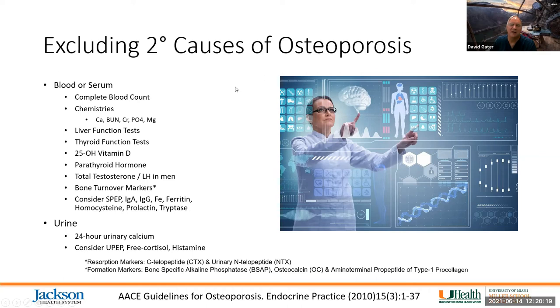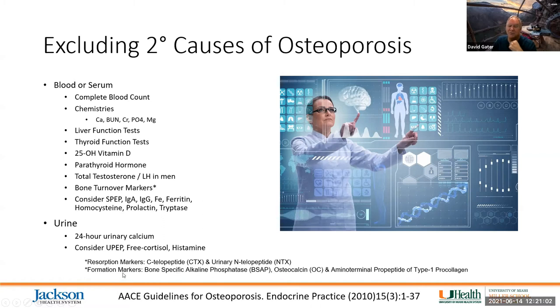things to consider. If you're working up somebody with osteoporosis, you're going to want to look at blood or serum laboratories, including CBC, the chemistries, liver function tests, thyroid function tests, vitamin D levels, parathyroid hormone, and other hormone levels, bone turnover markers. And so the resorption markers that we typically look at are CTX, or C-telopeptide, and urinary N-telopeptide, or NTX. These are bone resorption markers that indicate that you've got increased osteoclastic activity going on.